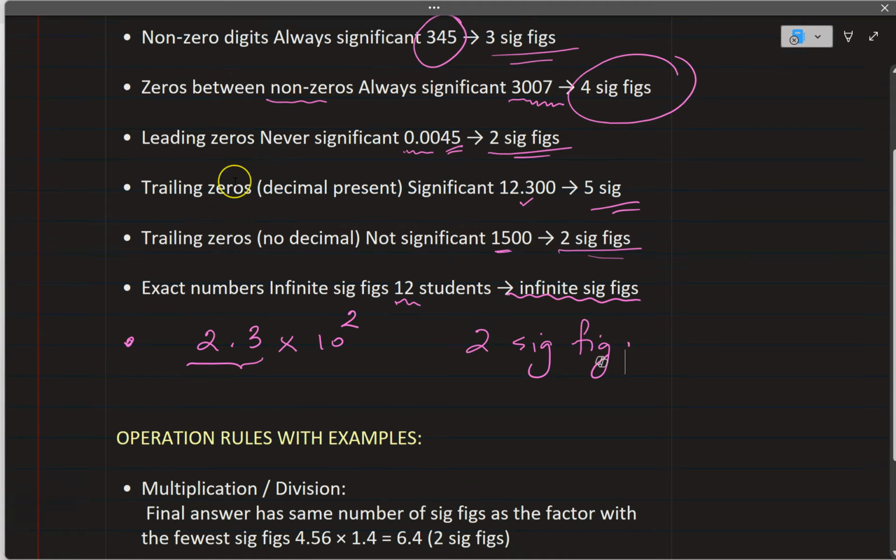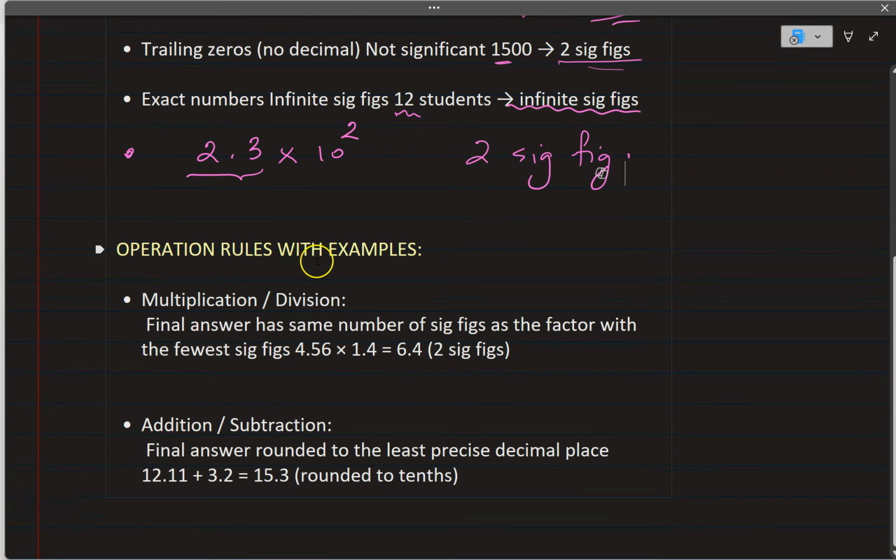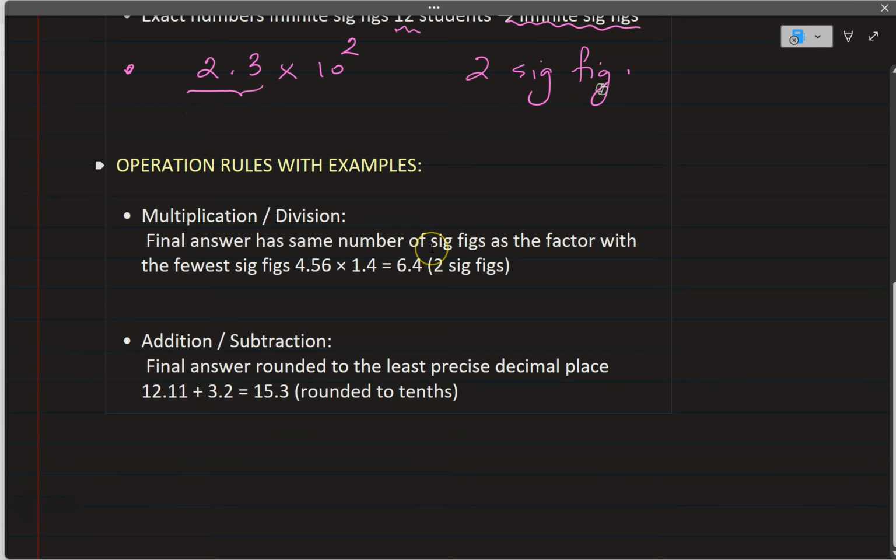Now, operation rules with examples. These operation rules apply to the sig figs, and that is super important for chemistry and physics. All right. So when you're dealing with operation, there are 2 different operations we have to work through. One is multiplication and division. The other one is addition and subtraction. There are 2 different rules we have to follow. Kind of the same actually, but here is the explanation and an example we're going to go through.